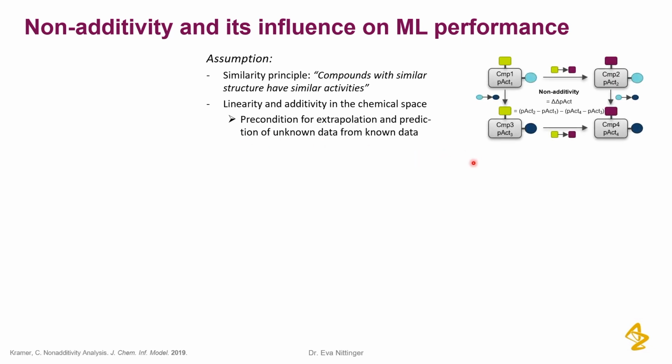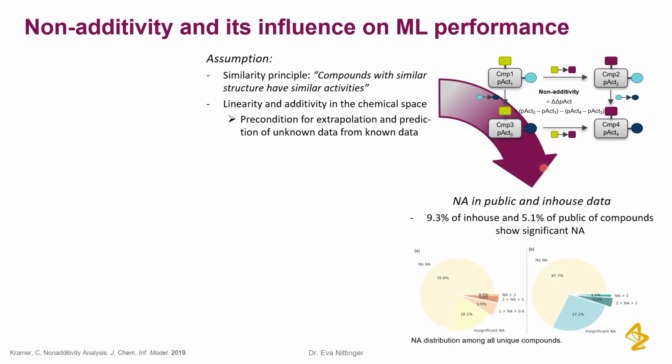Non-additivity is calculated using so-called matched molecular squares. Herein we have four compounds that are connected by two distinct chemical reactions. The non-additivity is then calculated using the delta in their activities. Herein we used the non-additivity analysis for public ChEMBL data and in-house AstraZeneca data. Thus we could show that 9.3% of in-house and 5.1% of public data shows significant non-additivity.